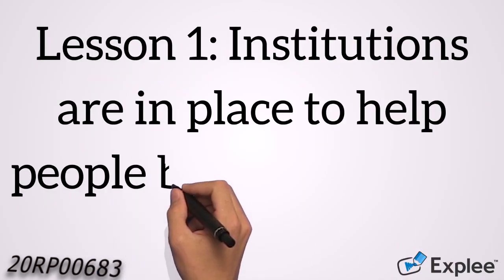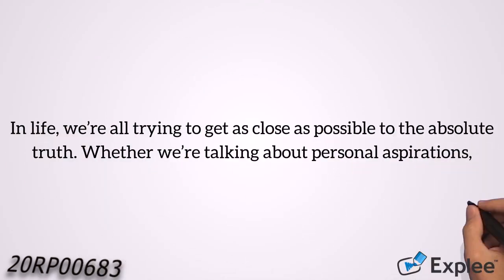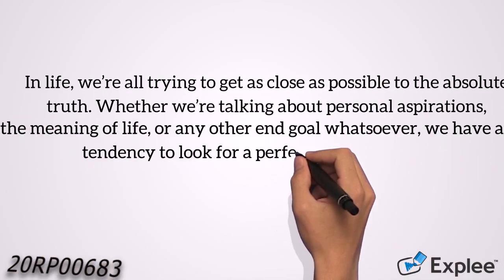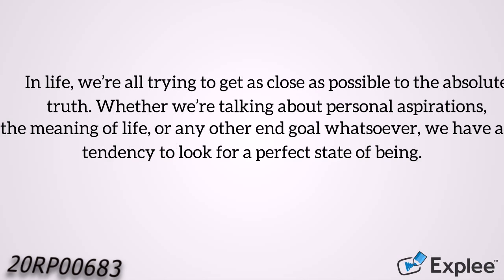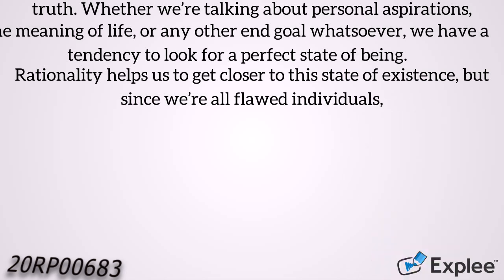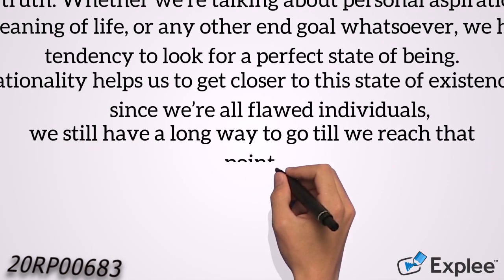Lesson 1. Institutions are in place to help people be objective and rational. In life, we're all trying to get as close as possible to the absolute truth, whether we're talking about personal aspirations, the meaning of life, or any other end goal whatsoever. We have a tendency to look for a perfect state of being. Rationality helps us to get closer to this state of existence, but since we're all flawed individuals, we still have a long way to go till we reach that point.